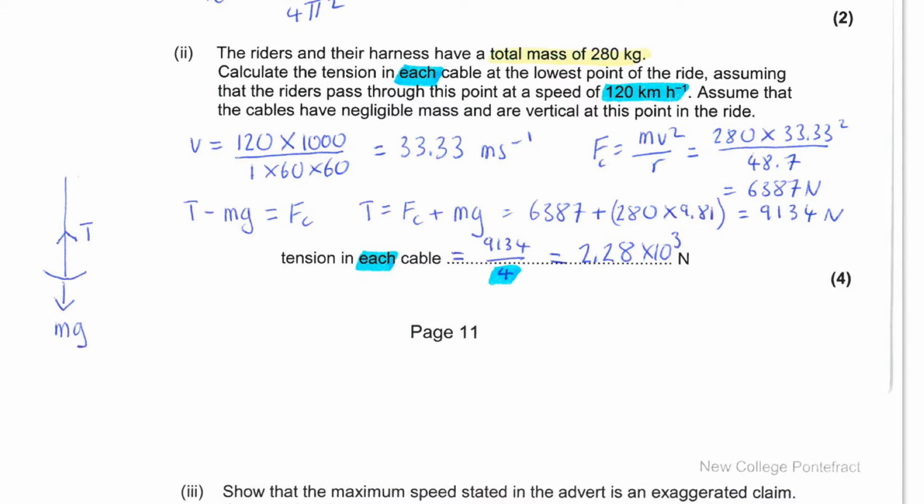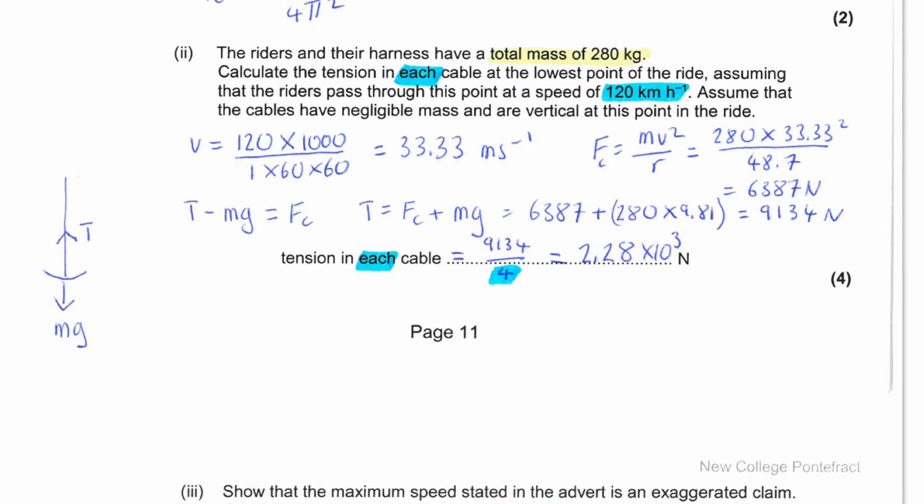A quick glance and you see that there are 4 marks allocated, so you can expect this to be quite an involved calculation. So look very carefully at information given. First of all, the speed has been given in kilometers per hour. This is not a standard unit, so you need to convert it to meters per second.